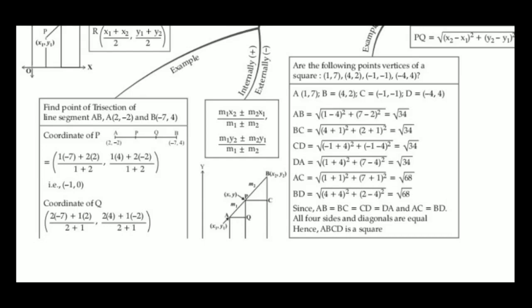Then how will we find the coordinates of P? You can see its formula: m1 x2 plus or minus m2 x1, divided by m1 plus or minus m2, and this is for its x value. We find its y value using the second formula: m1 y2 plus or minus m2 y1 upon m1 plus or minus m2. And remember, when point P divides AB internally in the ratio m1 and m2, you will use the plus sign, and when point P divides the line segment AB externally, then you will use the minus sign. It is very important.